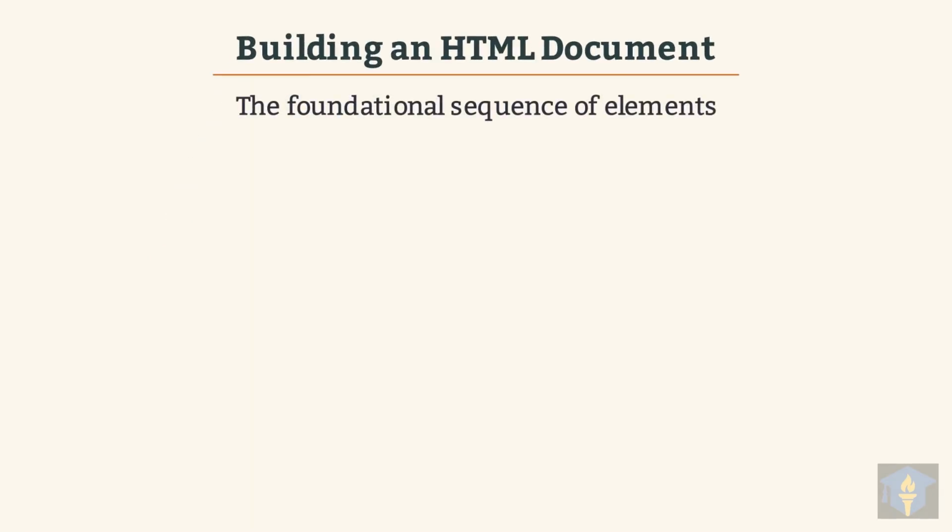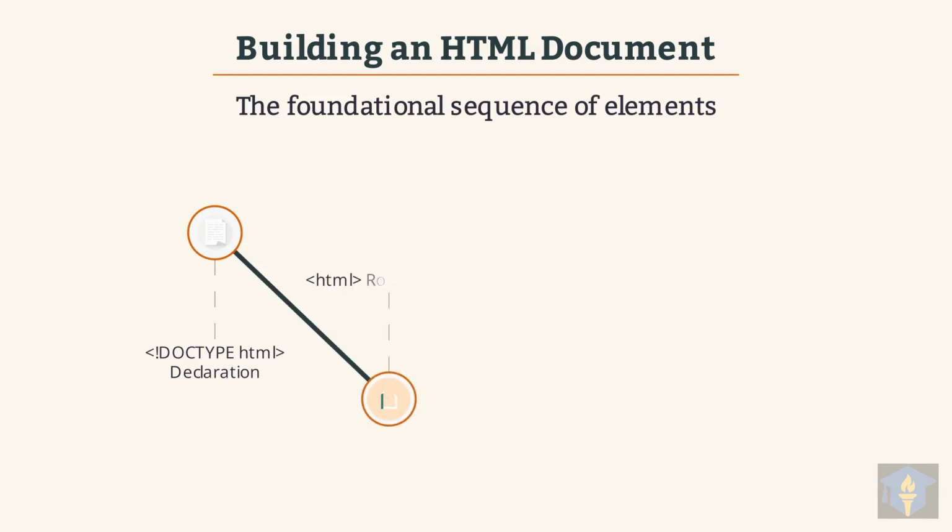We'll explore the foundational sequence of essential elements that every well-structured HTML page requires to function correctly. First, the doctype HTML declaration tells the browser which HTML version to use for rendering the page. Next, the HTML root element acts as the container for all other HTML elements on your entire web page.